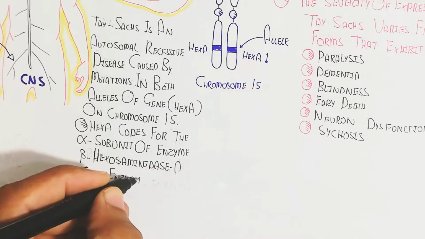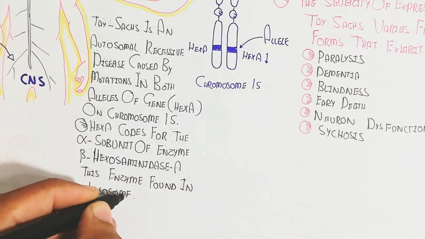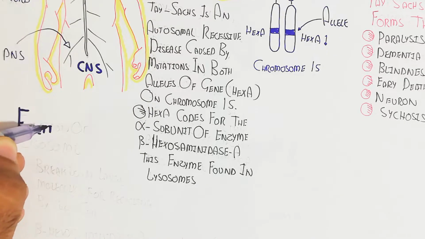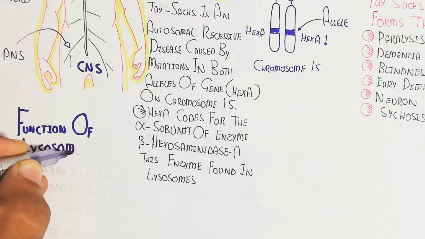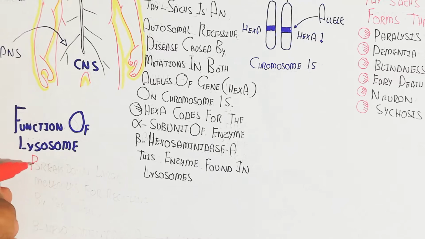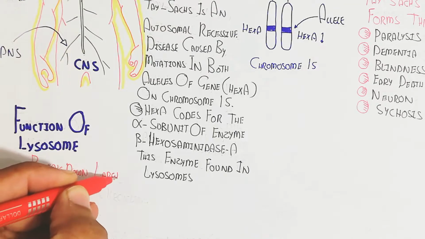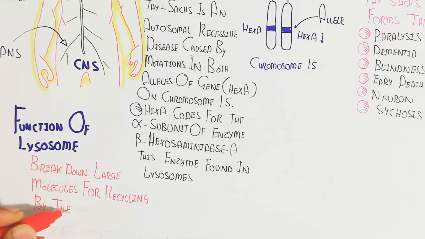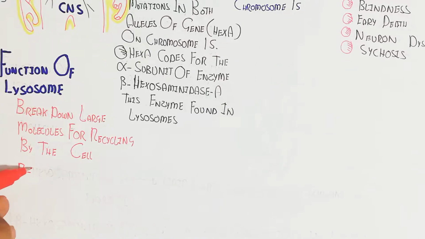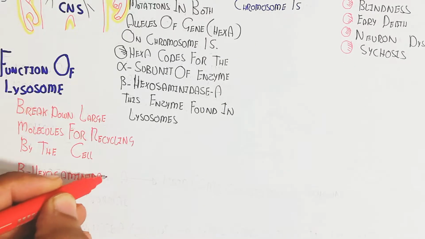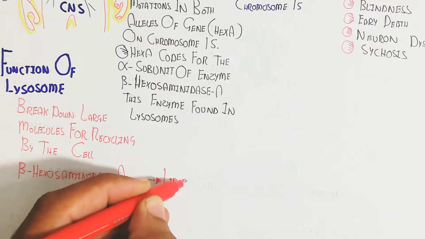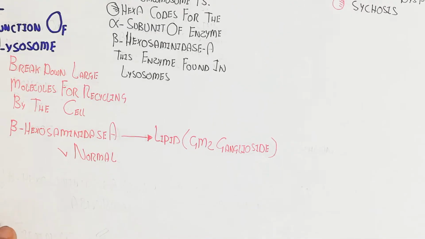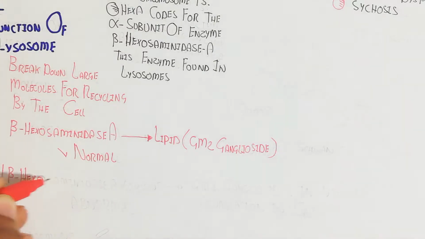Again, HEXA codes for the alpha subunit of the enzyme beta-hexosaminidase A, found in the lysosome. Now we will discuss the function of the lysosome. It breaks down large molecules for recycling by the cell, and beta-hexosaminidase A normally leads to lipid metabolism and GM2 ganglioside breakdown.